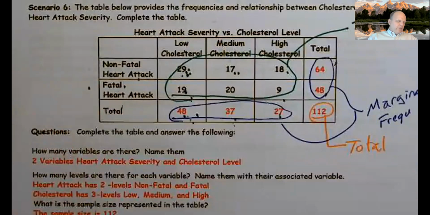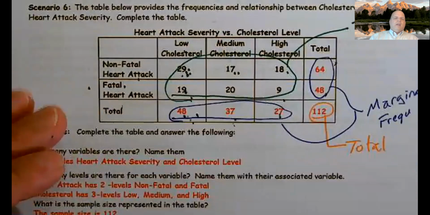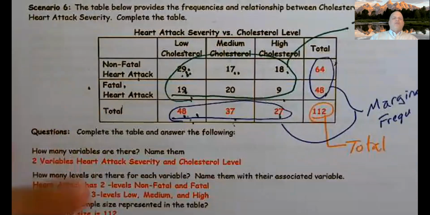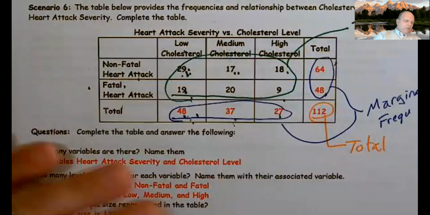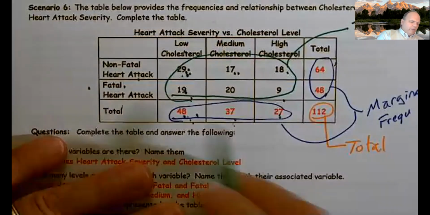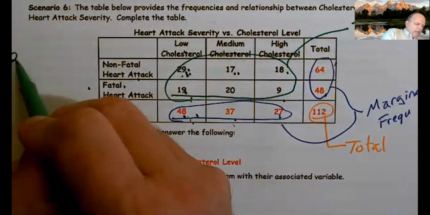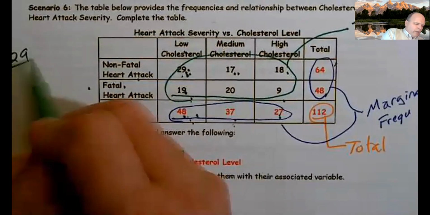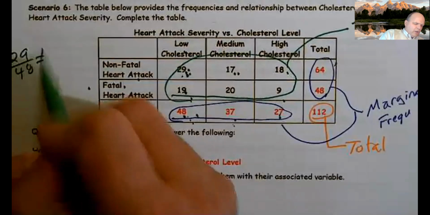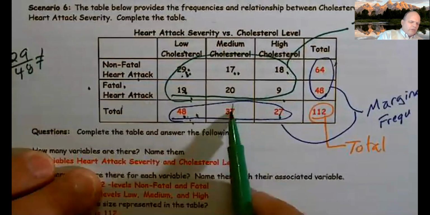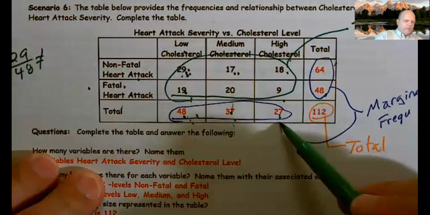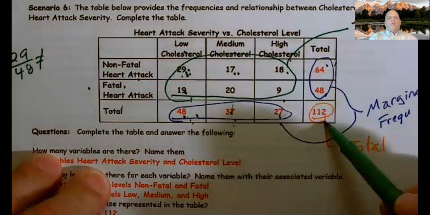The next thing it asks is, are the variables independent? Well, if they're independent, they need to be proportional, all right? To be independent, things must be proportional. We said that in video 17 and in video 18. So looking at this, I can go, well, 29 over 48 does not equal 17 over 37, does not equal 18 over 27, does not equal 64 over 112.